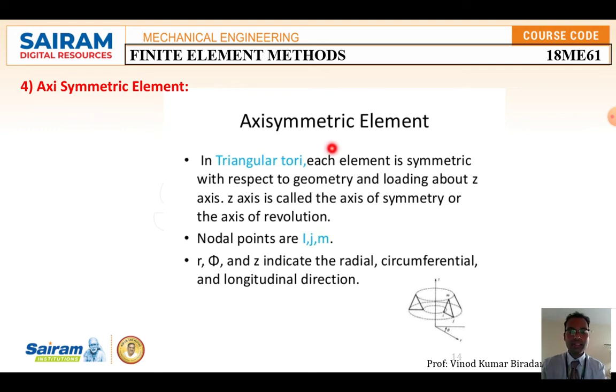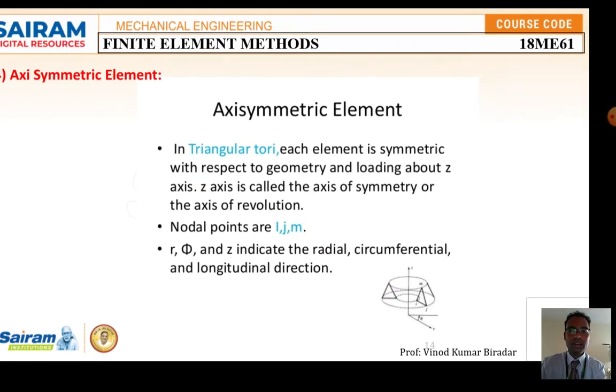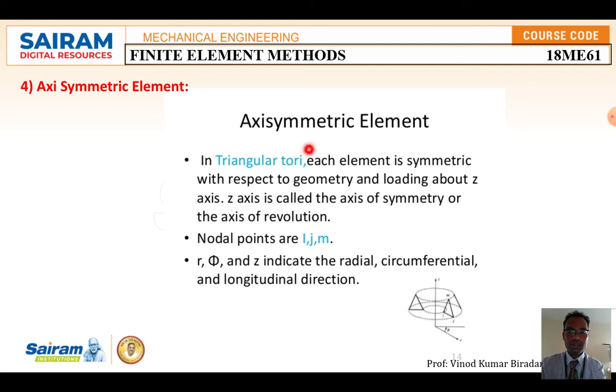Okay, coming to the last one, the axisymmetric element. The axisymmetric element is a triangular 2D element. So this is the triangle. If you cut the section, both sides should be the same, similar to each other. That is called an axisymmetric element. In triangular 2D, each element is symmetric, with both sides symmetric with respect to the geometry and loading about the z axis. The z axis is called the axis of symmetry or the axis of revolution. Here the nodal points are I, J, M or R, theta, Z. Some notation we are going to use.